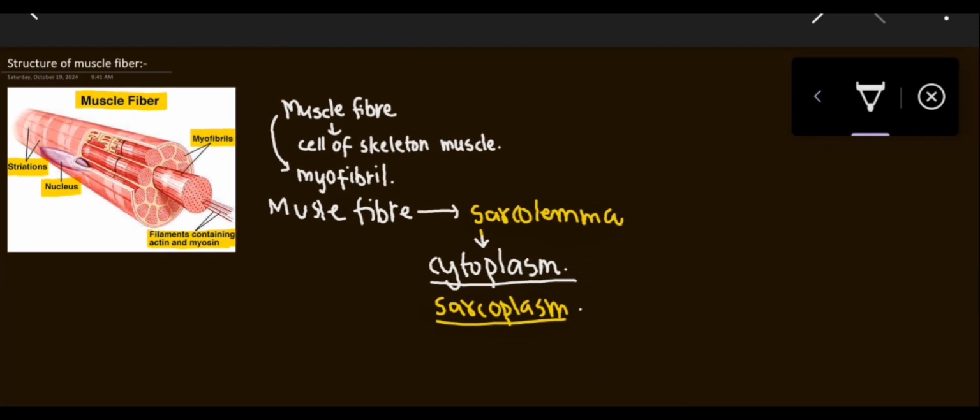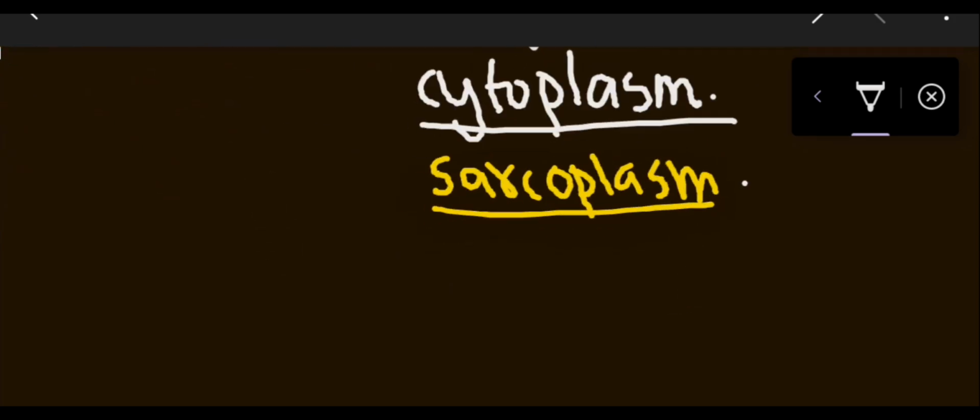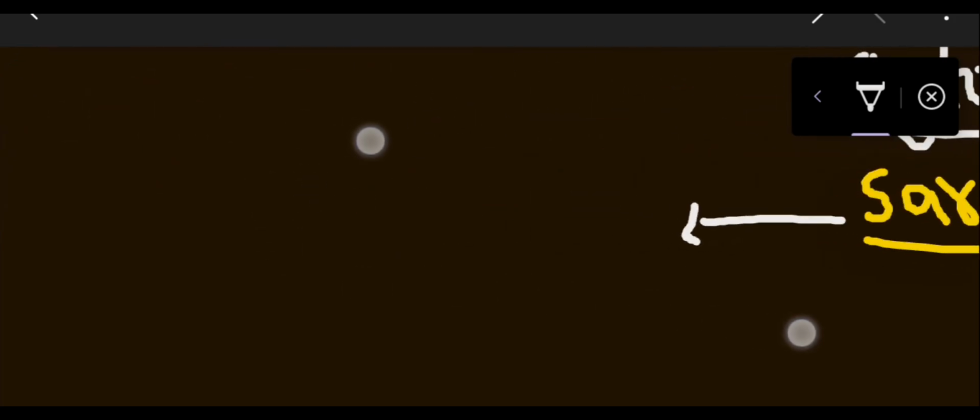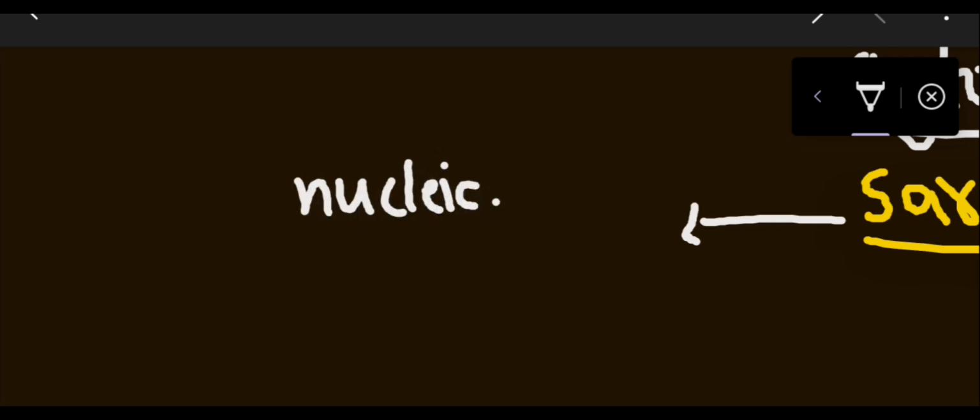After that, this sarcoplasm basically contains numerous nuclei and mitochondria. इसके बाद बहुत सारे न्यूक्लियाई होते हैं और माइटोकॉन्ड्रिया होते हैं. Same as in our cell we have cytoplasm. Cytoplasm contains many organelles, ribosomes, mitochondria, all these. So same in the muscle fiber that contains nuclei and mitochondria.